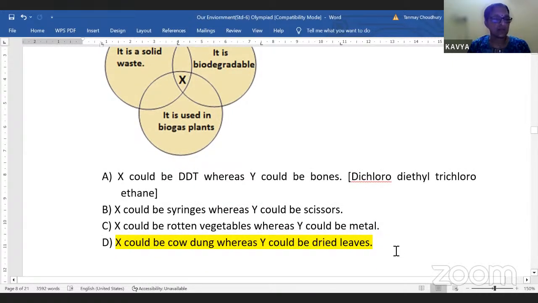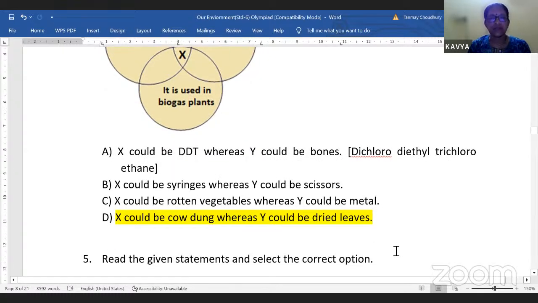What is Z? There is no Z here. Okay, there's only X and Y.